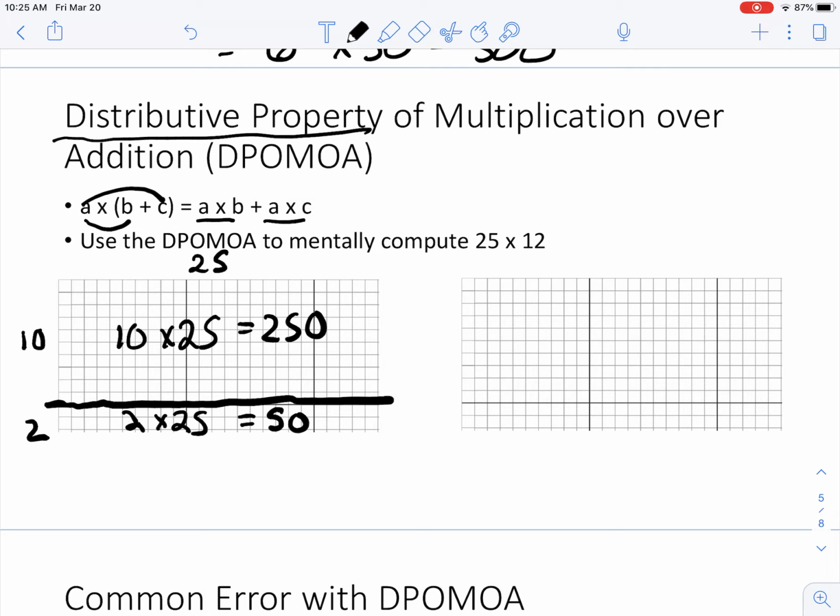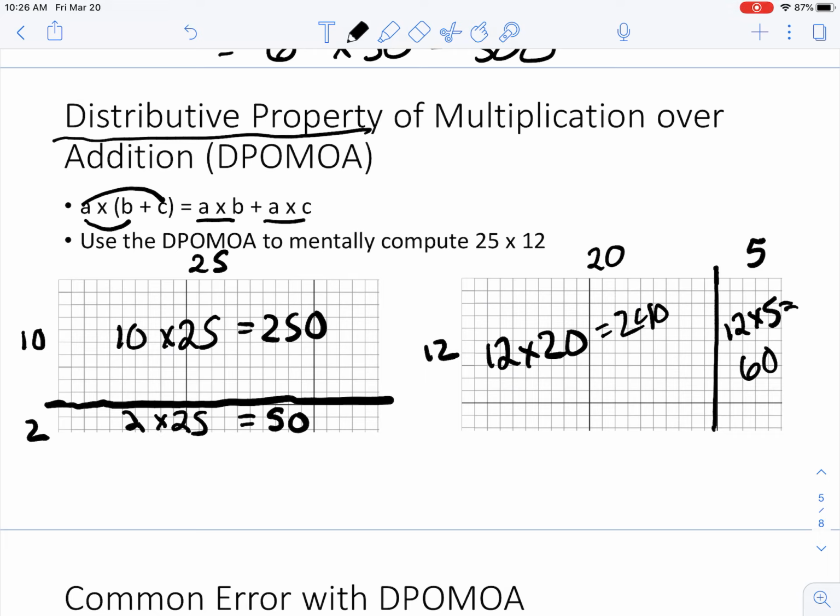Now, maybe for you, it was easier to think about keeping the 12 and breaking the 25 into 20 and 5. Now I have two regions, a 12 by 20 region and a 12 by 5 region. And so that's going to give me 240 and 60, which I can add together to get the total area.